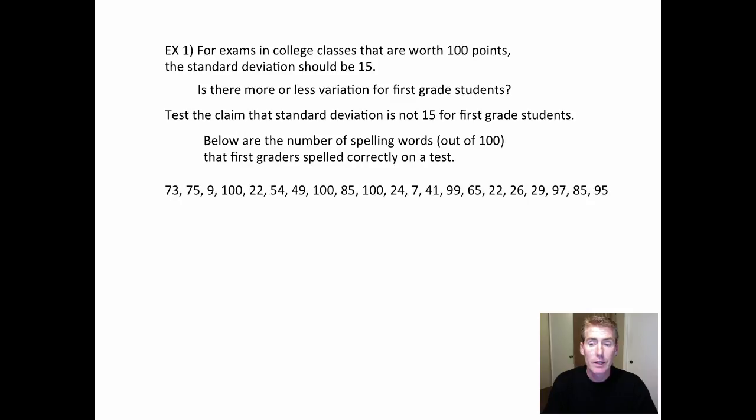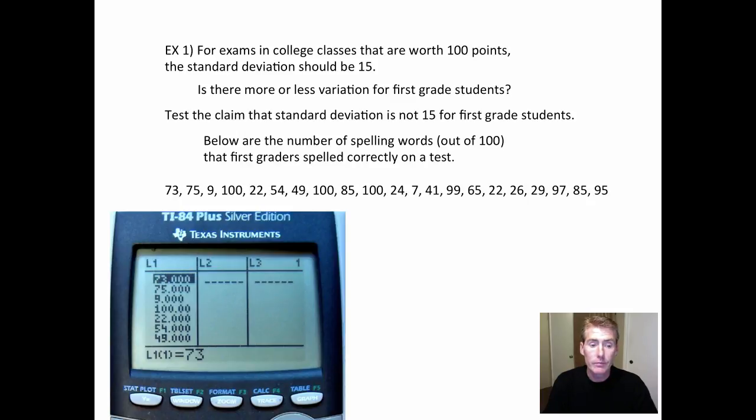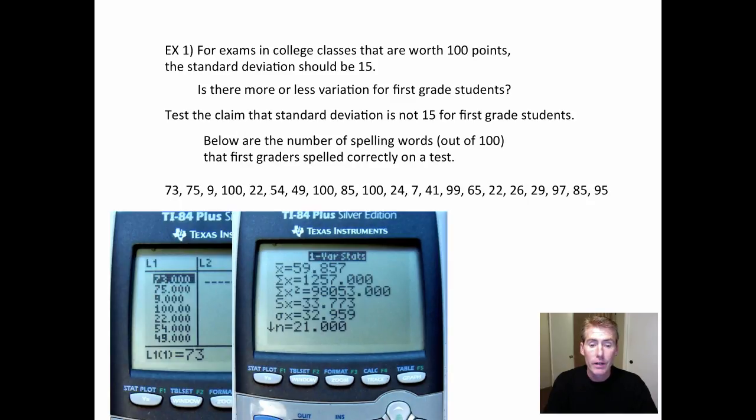So with this list of data, which is how many words they got out of 100, you need to put that in a list, and then find the mean and standard deviation, although for this section the mean is not relevant. All you need is the sample size of 21 and the standard deviation s. So here's the sample data that we need. Alright, now let's go do the hypothesis test.